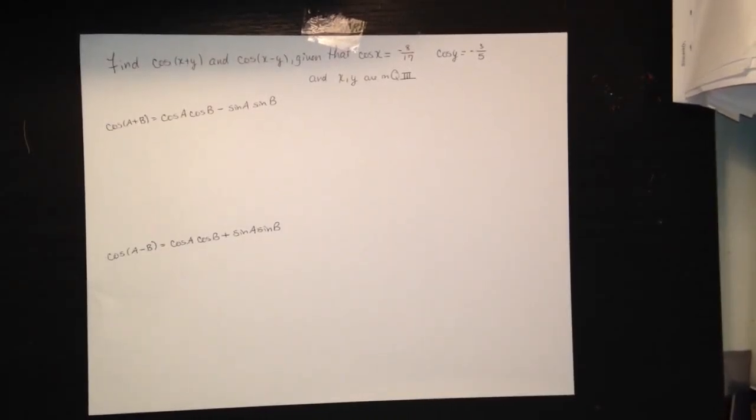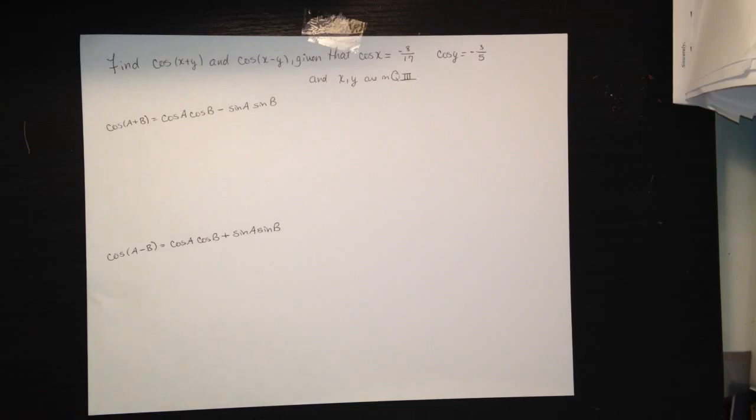This is an example about using the sum and difference identities. This particular example involves using cosine. It says to find the cosine of x plus y and also the cosine of x minus y, given that the cosine of x is equal to negative 8 over 17 and the cosine of y is equal to negative 3/5, and that angle x and angle y are in quadrant 3.